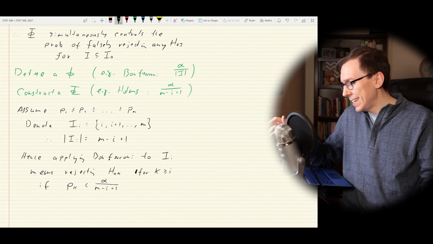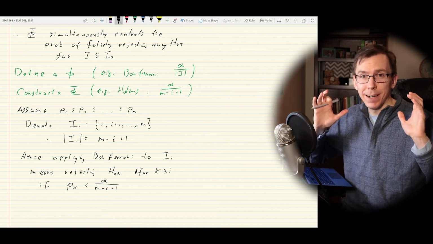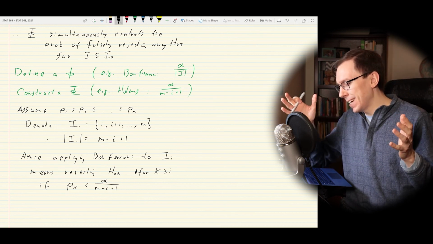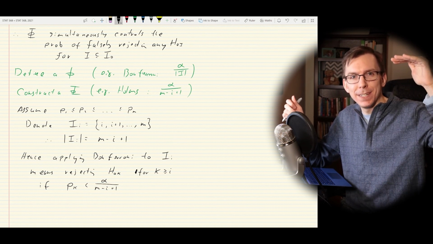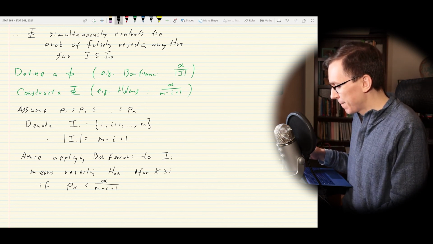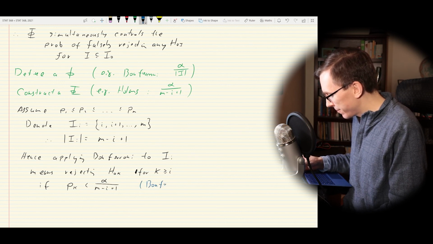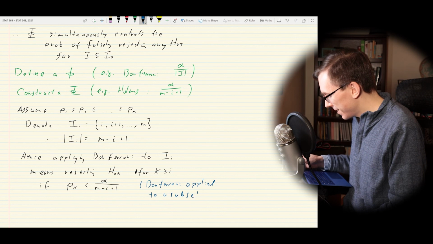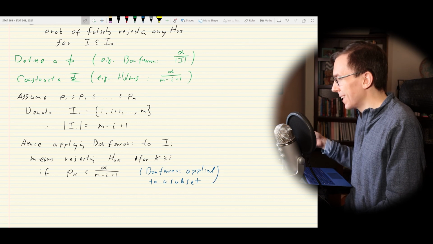What I'm just saying is that if I take a collection of m minus I plus 1 p-values, then Bonferroni says I should reject if my p-value drops below alpha divided by the total number of tests. So this is just Bonferroni applied to a subset. I should write that in blue. Bonferroni applied to a subset. In this case, specifically I sub little I.